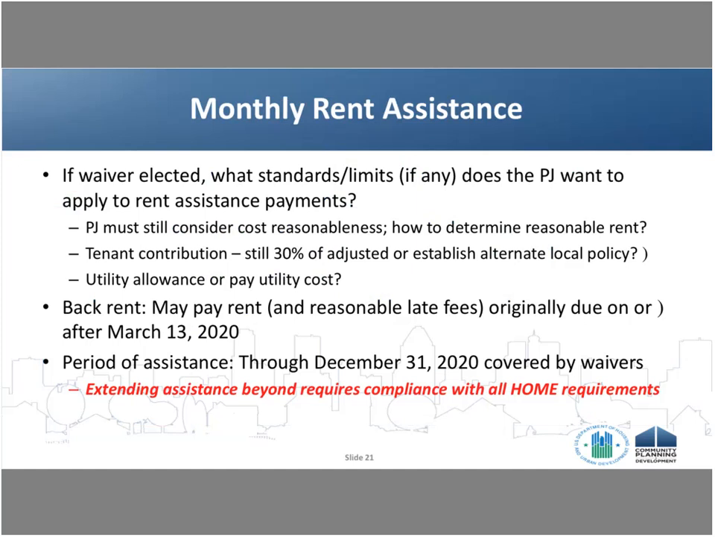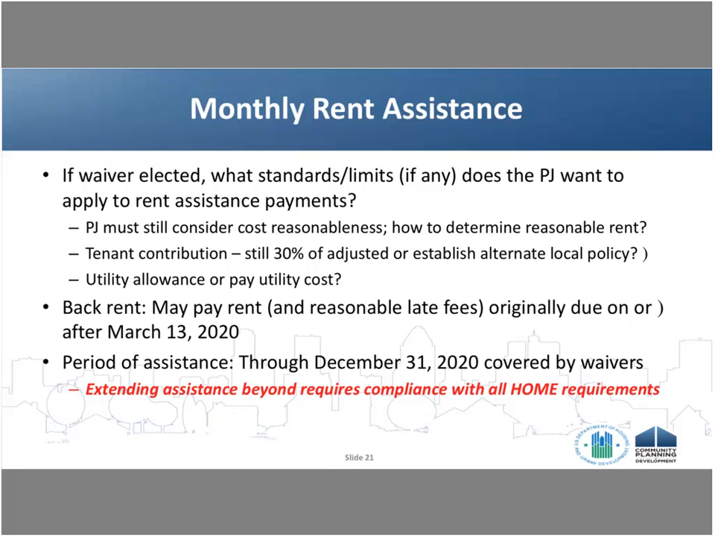So let's go a little deeper on the monthly rent assistance. The waiver does a lot, right? We don't have to do a rent reasonableness review. We can pay up to 100% of both the rent and the utilities, meaning in effect that we don't have to require any tenant contribution. And we can even go back in time to help people catch up on both rent and utilities that were originally due as far back as March 13th.